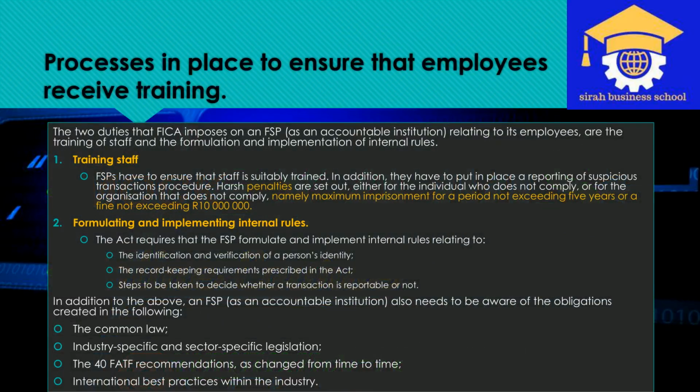Processes in place to ensure that employees receive training. The two duties that FICA imposes on an FSP, as an accountable institution, relating to its employees, are the training of staff and the formulation and implementation of internal rules.